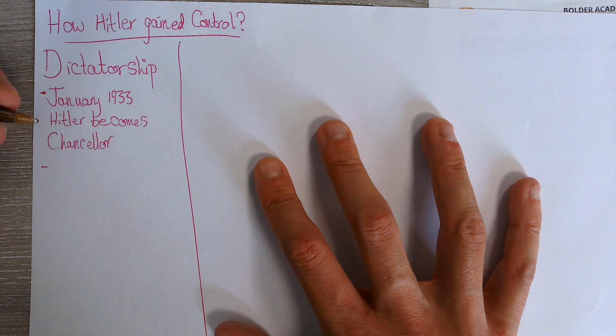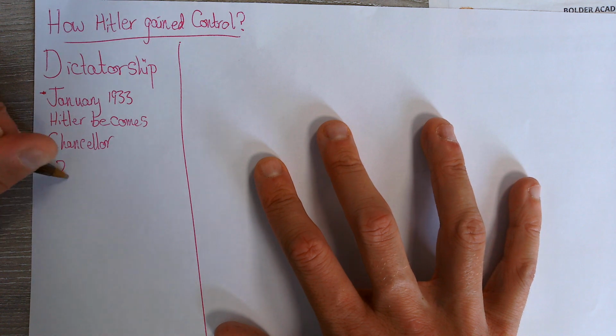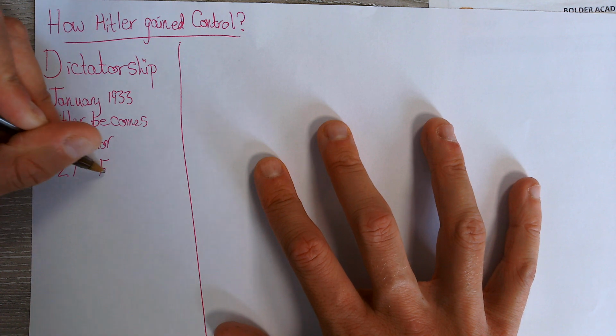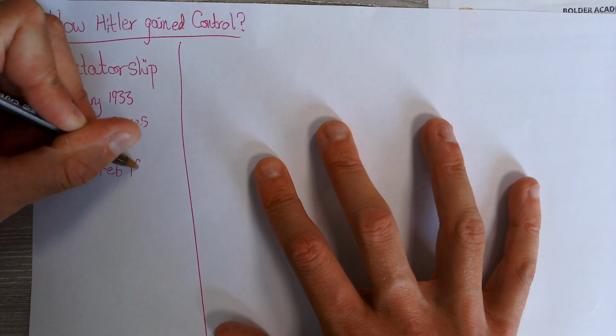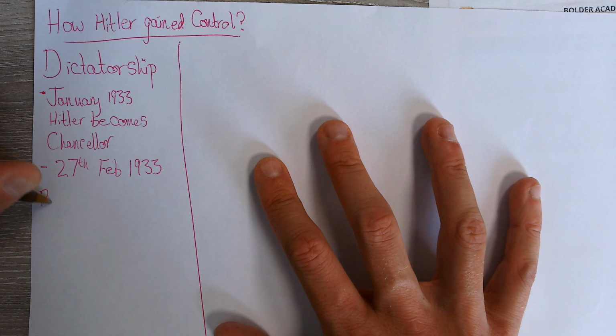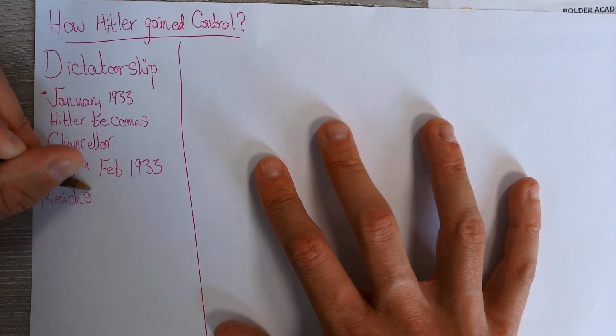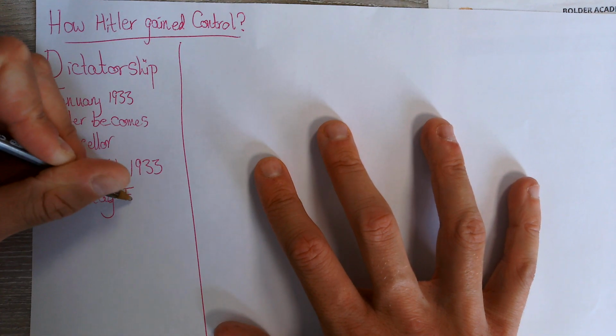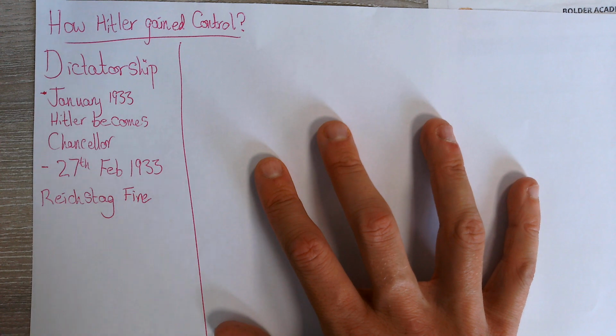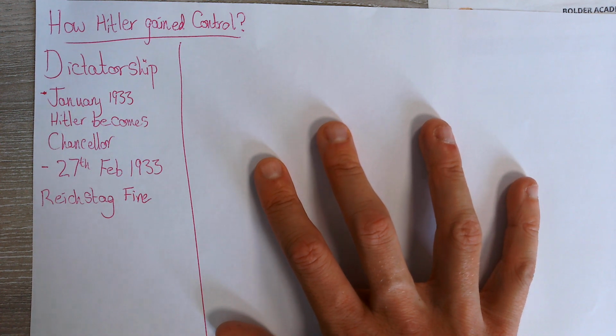Well, the first important event comes, is it 27th of February, I think it is? I'll double check that in a minute. 1933, and that is the Reichstag fire. Now, without TMI, it is up for debate whether that was actually orchestrated, created by the Nazi Party. There are lots of historians and lots of sources which seem to suggest that that was the case.